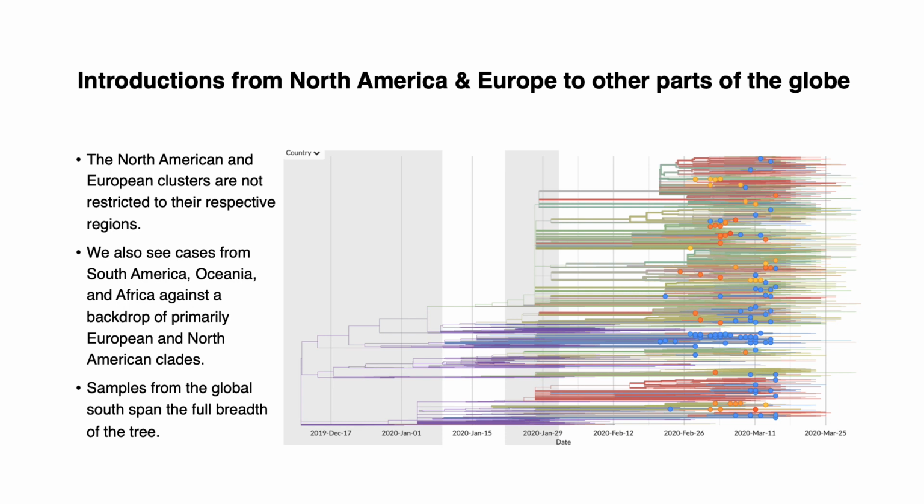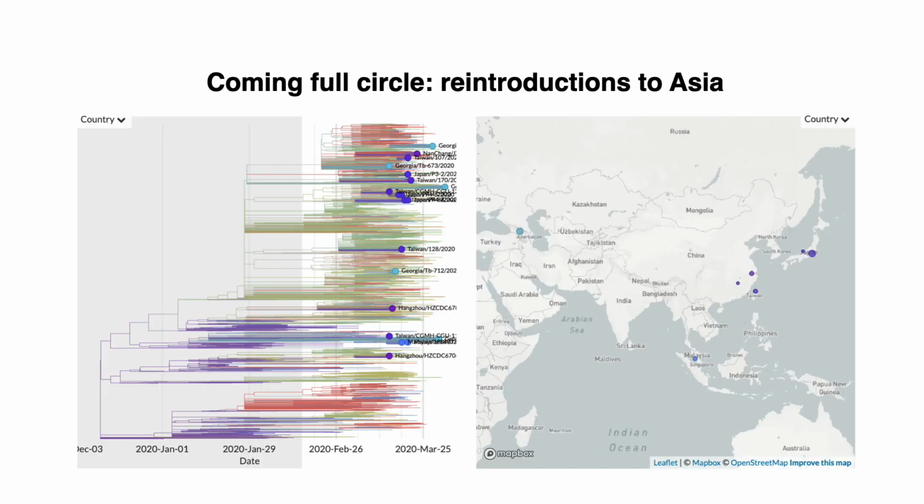The North American and European clusters are not restricted to their respective regions. During this time period, we also see cases from South America, Oceania, and Africa against a backdrop of primarily European and North American clades. This indicates that there were frequent intercontinental introductions during this time period. Interestingly, samples from the global south span the full breadth of the tree, indicating that these regions' outbreaks are mixtures of many viral lineages.